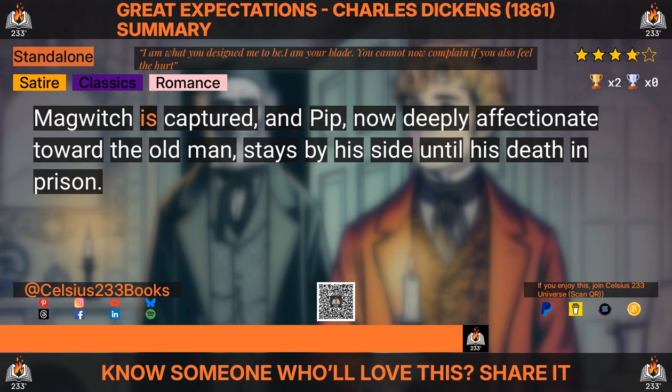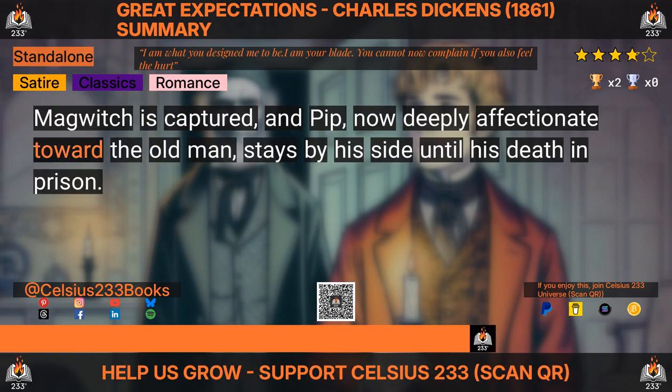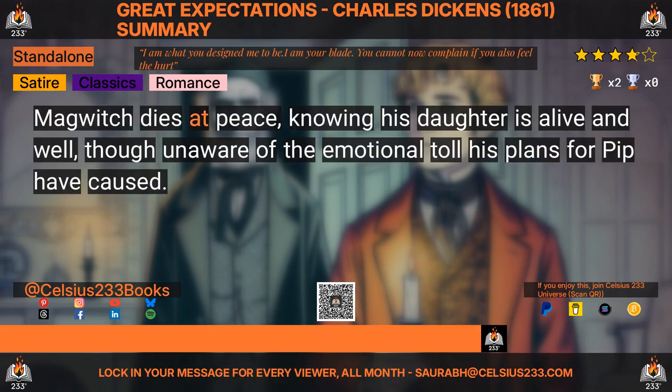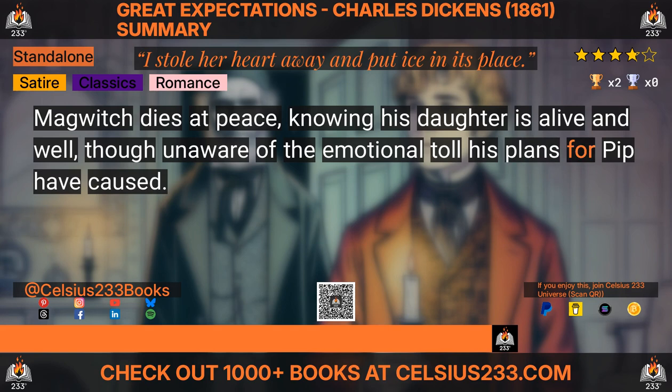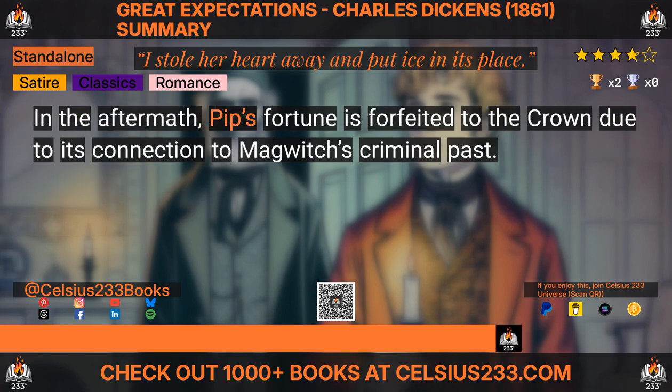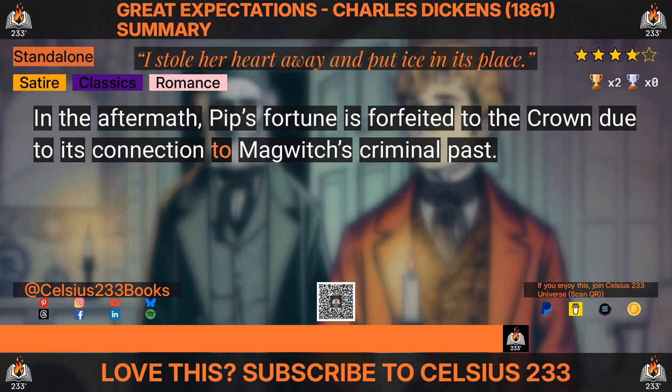However, their escape attempt fails. Magwitch is captured, and Pip, now deeply affectionate toward the old man, stays by his side until his death in prison. Magwitch dies at peace, knowing his daughter is alive and well, though unaware of the emotional toll his plans for Pip have caused. In the aftermath, Pip's fortune is forfeited to the crown due to its connection to Magwitch's criminal past.